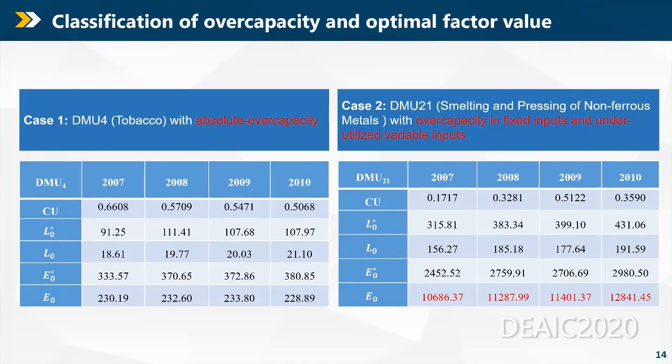Based on the calculated results, we also conducted the classification on two kinds of overcapacity. Here, we give two examples. For DMU4, its CU scores are larger than 0 during these 4 years, and no optimal variable inputs are less than actual variable inputs, so DMU4 has the absolute overcapacity. For DMU21, we can see that its CU scores are larger than 0, and the optimal amount of energy consumption is less than the actual amount, so it has overcapacity in fixed inputs and underutilized variable inputs.